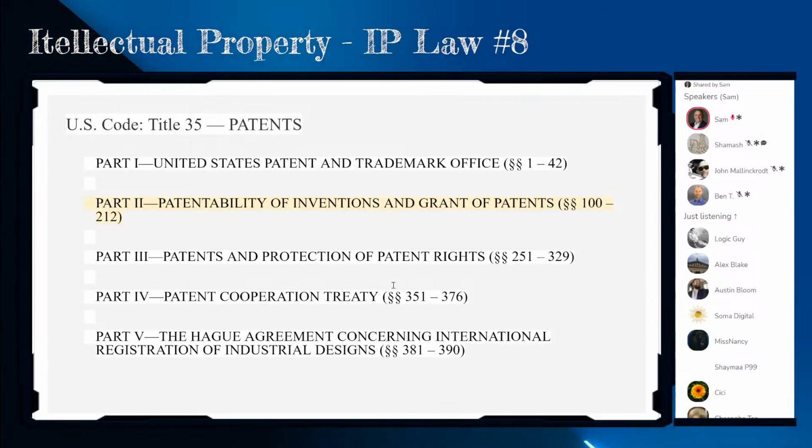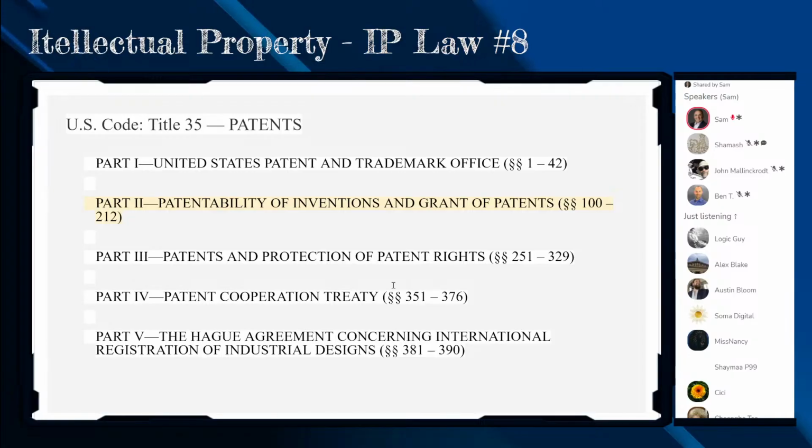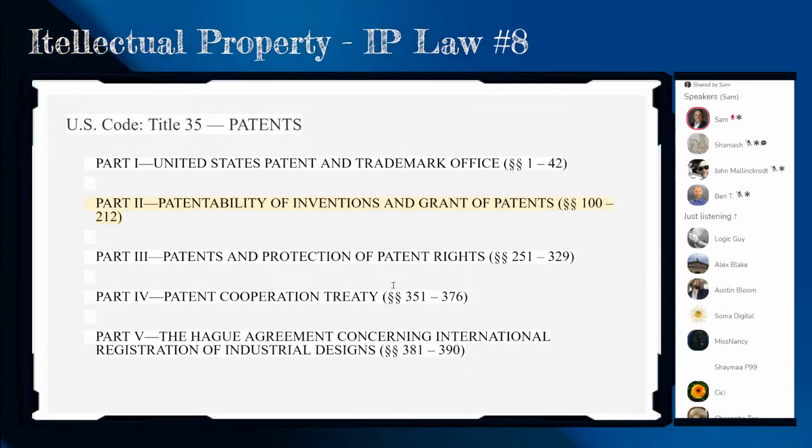Section 10 gives the 5 parts of Title 35. Part 1 is sections 1 through 42. Those are basically the structure of the USPTO and the administrative structure of the USPTO. There usually is no dispute in those areas.